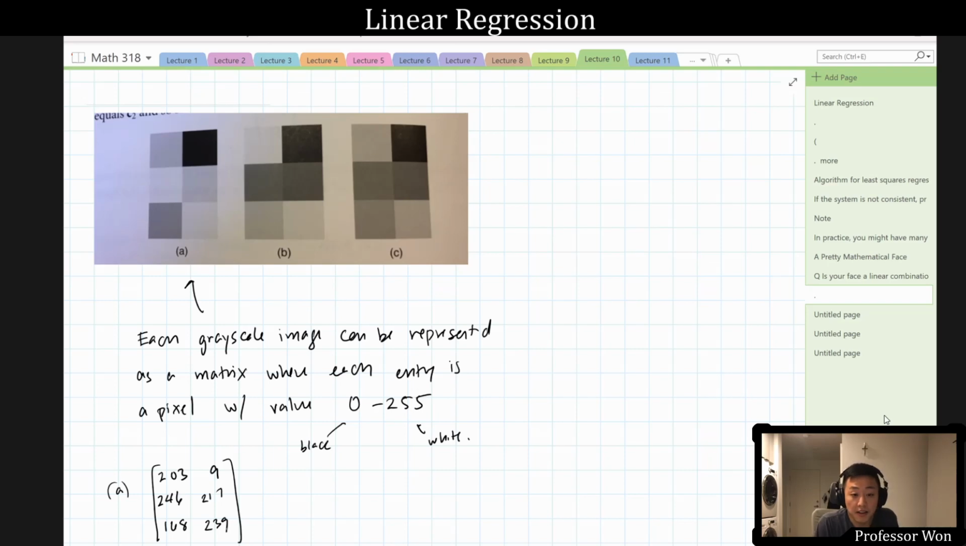Okay, so you can represent each picture by a matrix. In general, it's going to be a huge matrix, right? But what you can do is unroll this into a vector. So instead of thinking of this as a matrix, I can just identify it with a vector: 203, 9, 246.